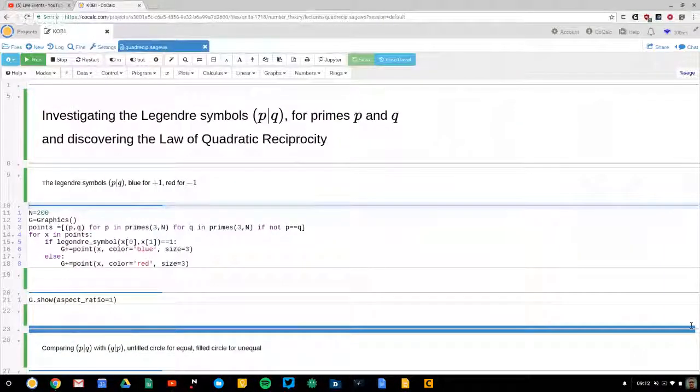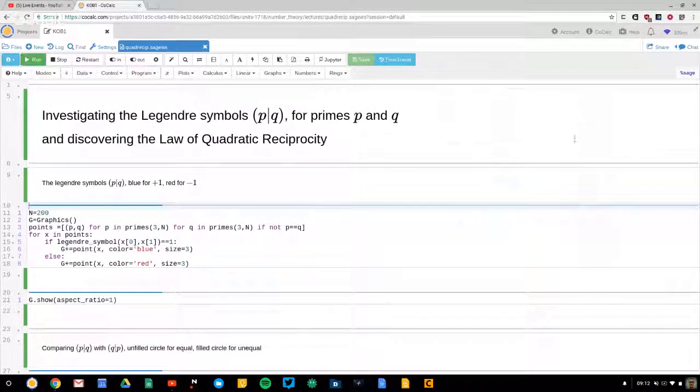Okay, here we go. So this is some Sage Math code for this. We're going to draw a couple of pictures. The first picture here is just introduced here. We're going to look at all the Legendre symbols (p/q), and we're going to draw a blue dot if it's +1 and a red dot if it's -1. Now, what do we mean by that? Well, let's just have a look at this code, how it works.